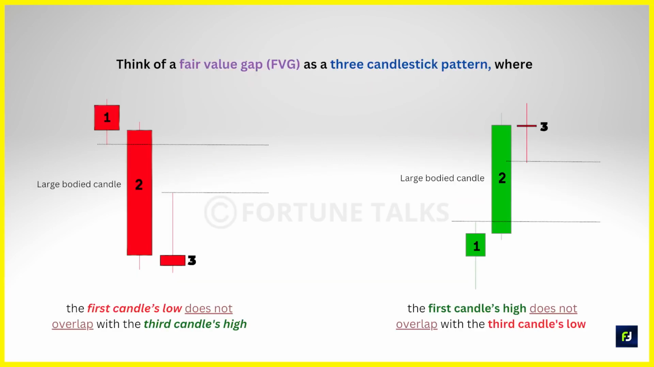So, a bullish fair value gap is a 3-candle pattern where the high of the first candle does not overlap with the low of the third candle, leaving a gap in between. Similarly, a bearish fair value gap is a 3-candle formation where the low of the first candle does not overlap or cross the high price of the third candle, thereby leaving an imbalance in between.